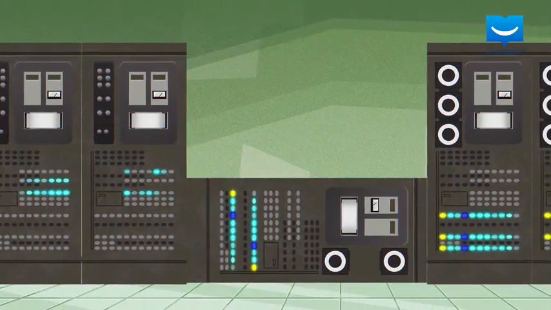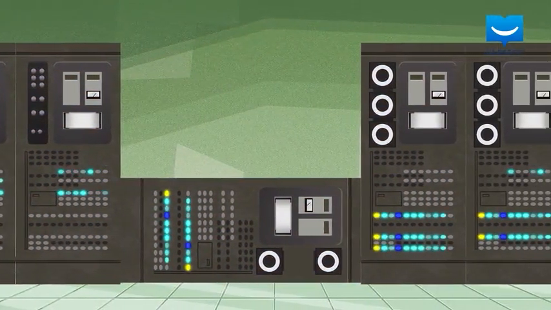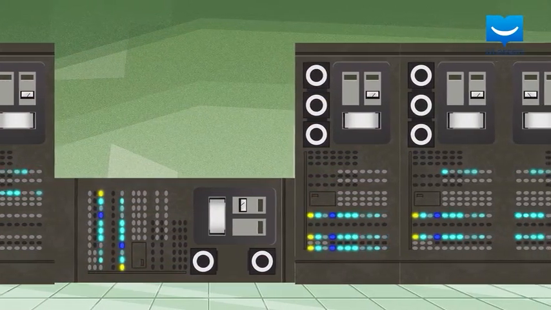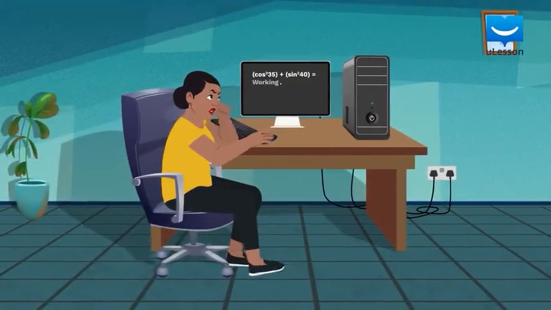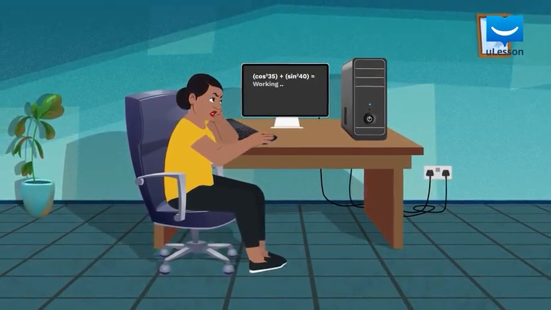But did you know that the first computer was so big that it could fill up a whole room and could only perform 2 to 3 additions every second? Imagine having to wait for a minute for your computer to solve an equation like this.